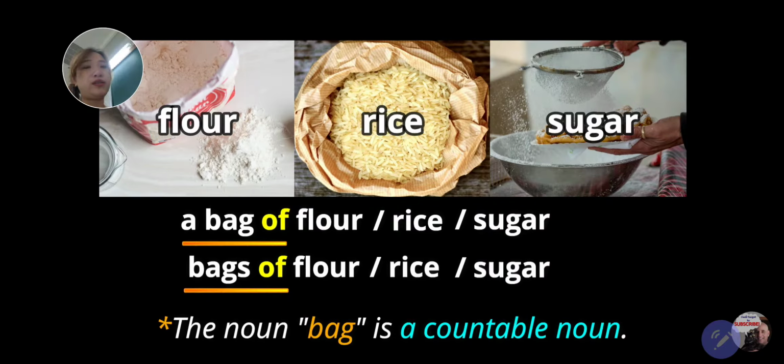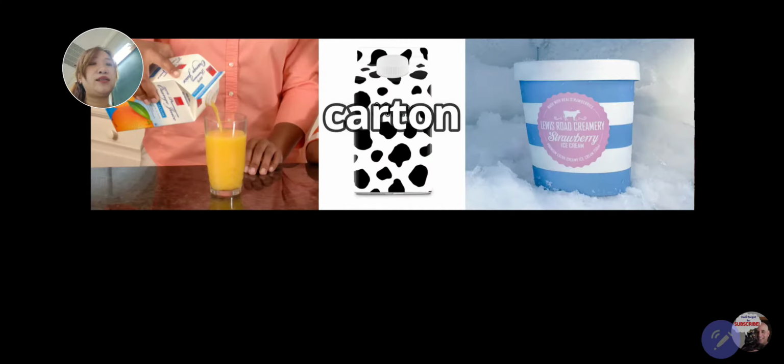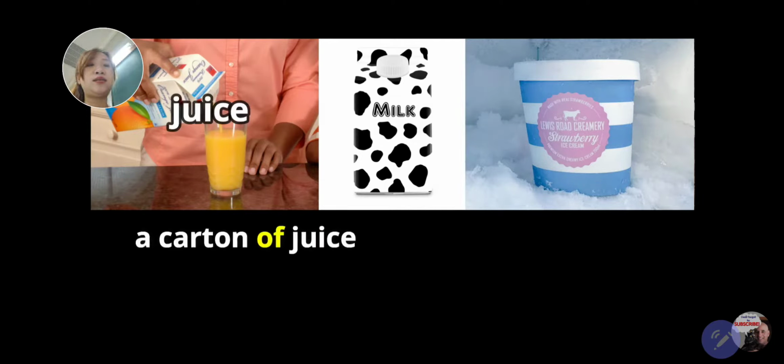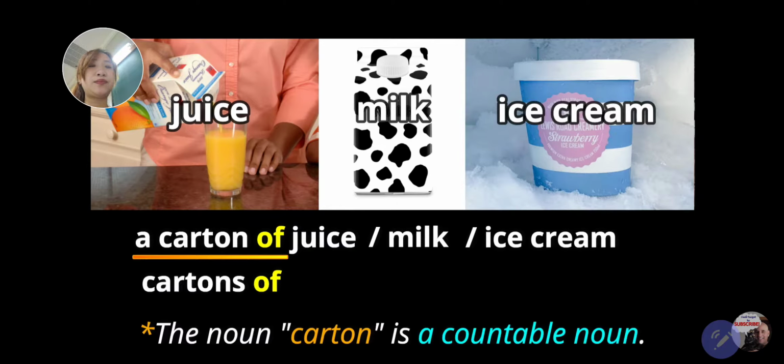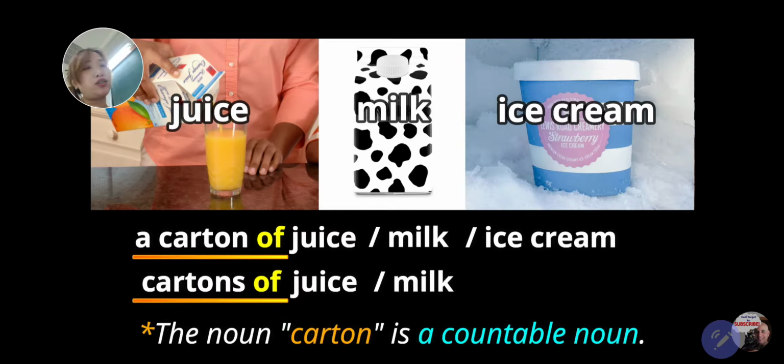We also use cartons or a carton to count things, such as juice, a carton of juice, or a carton of milk, or a carton of ice cream. And if we have more than one carton, we can say cartons, right? Cartons of juice, cartons of milk, and cartons of ice cream.